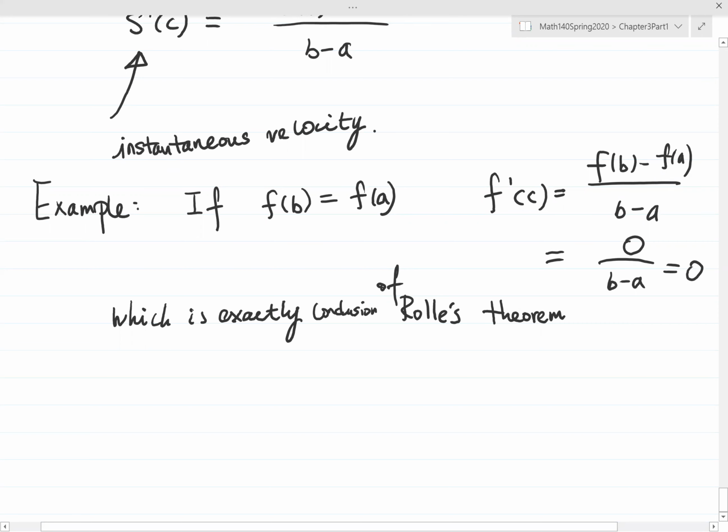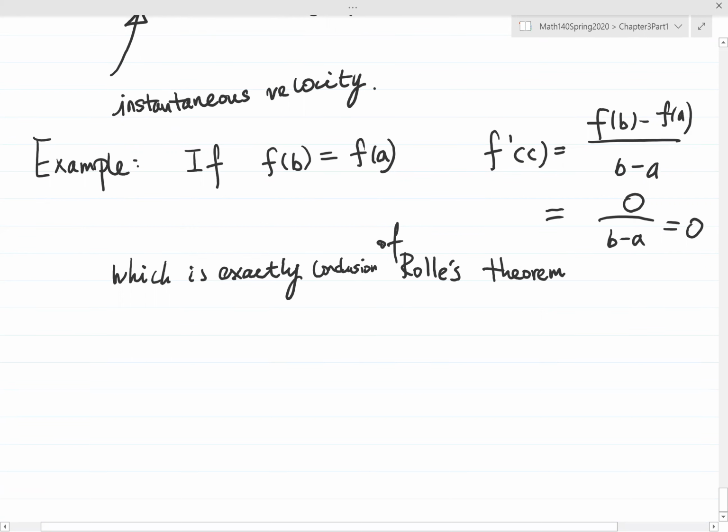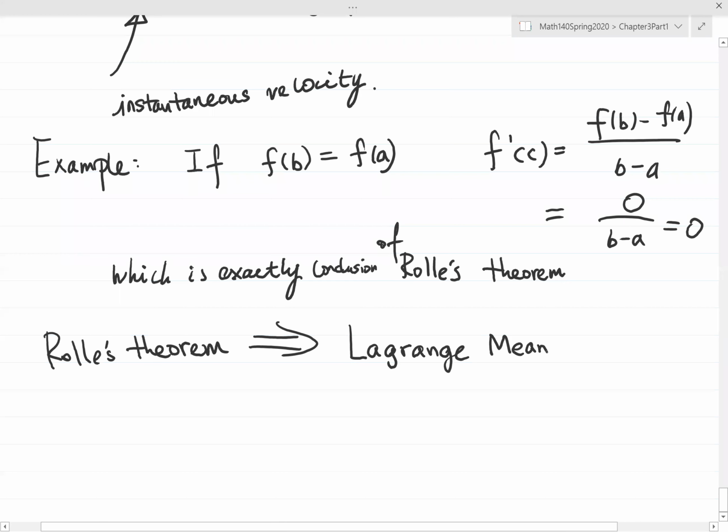So we can actually get Rolle's theorem from the Lagrange mean value theorem. Now, we prove the Lagrange mean value theorem by Rolle's theorem. From the Lagrange mean value theorem, we can prove Rolle's theorem by just setting f(b) equal to f(a). Then we get the conclusion of Rolle's theorem.